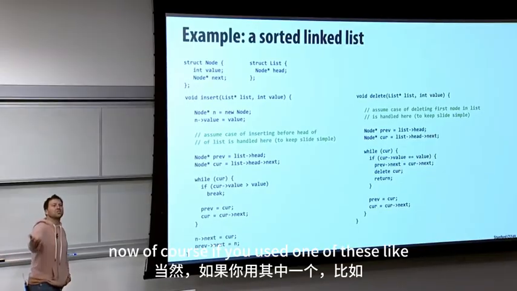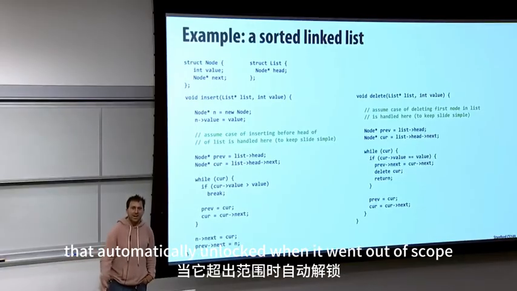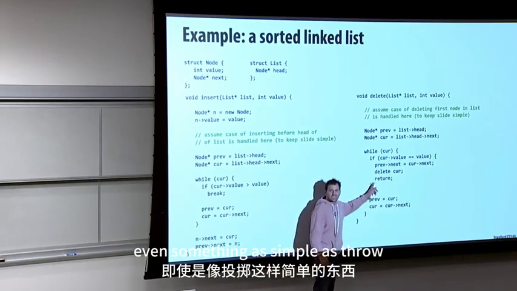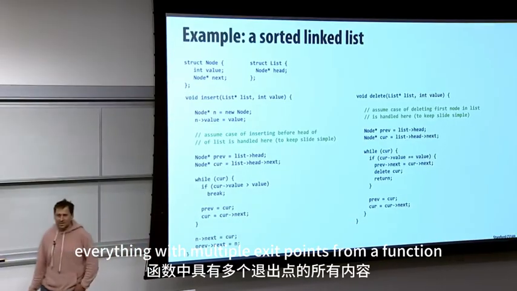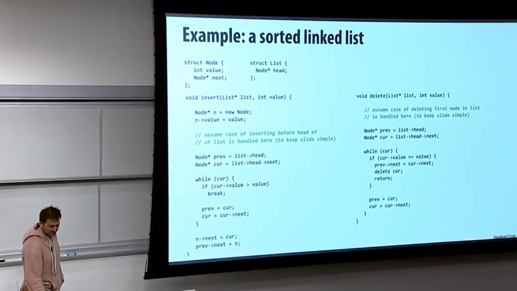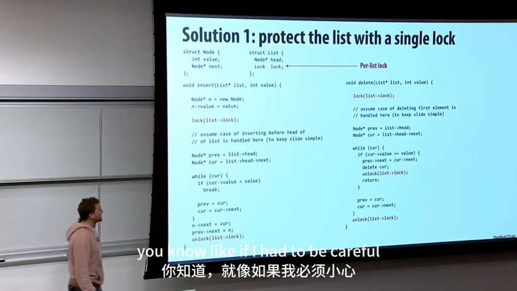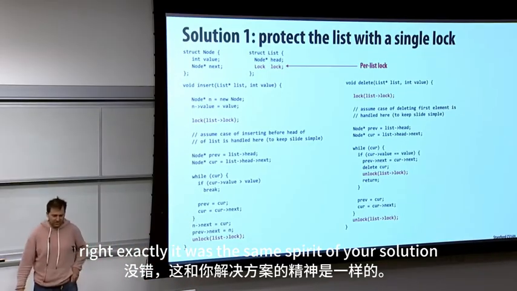Now, of course, if you used one of these unique locks in C++ that automatically unlocked when it went out of scope, you'd be fine. But this is just a little example of how even something as simple as throwing your locks globally around everything, with multiple exit points from a function, can kind of get you. Okay, so if I had to be careful, it would look a little bit like this, right? Yeah, the same spirit of your solution.